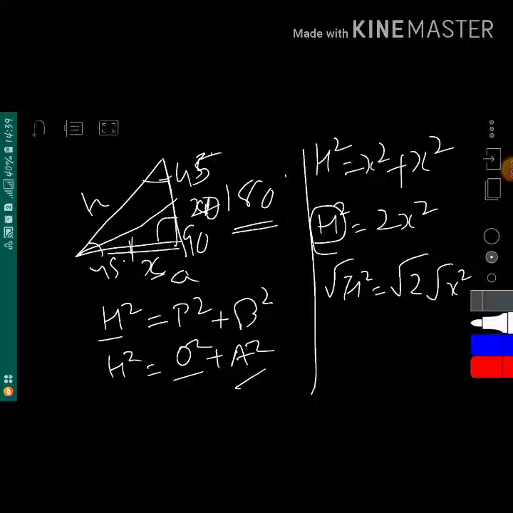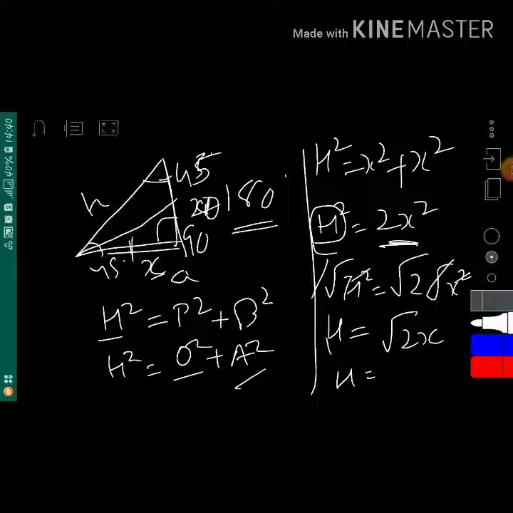Here you have to take the root for both separately, not at a time. Now the square cancels with the root, so h is equal to root 2 times x. The root 2 can't be cancelled, so it stays as it is. You can write it as x root 2 for better clarity, because x doesn't have any root. So x root 2. Understood?